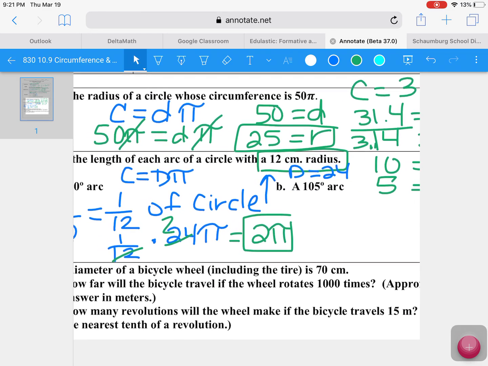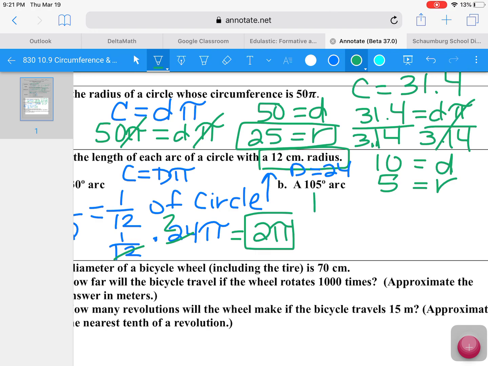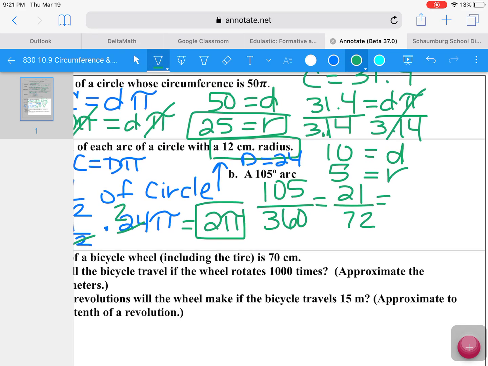Okay? So now I have a 105-degree arc. So I'm going to do 105 out of 360. Okay, I can divide those both by 5, which is going to be 21 over 72. I can reduce that a little bit further. I can divide them by 3, which is 7 out of 24, 7/24. Okay, so that piece of the circle is 7/24. A 105-degree arc is 7/24 of the circle.